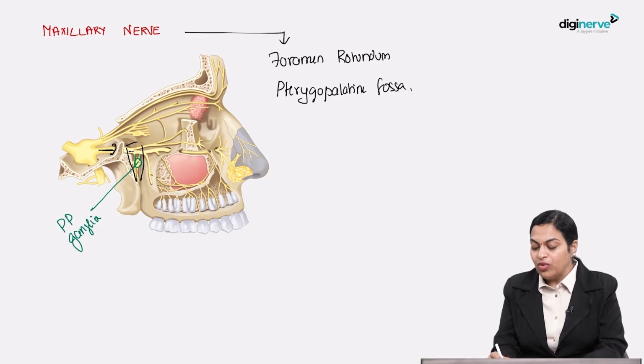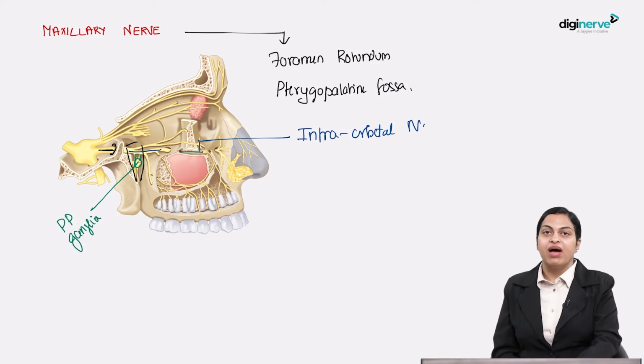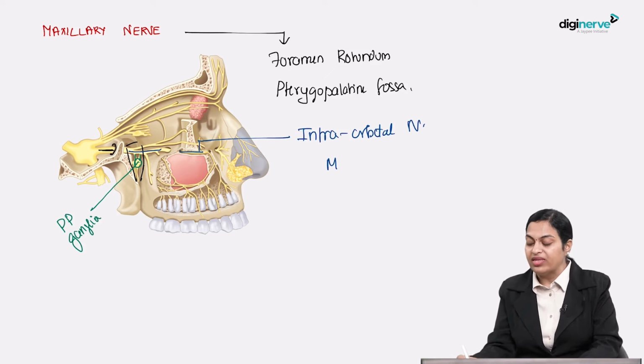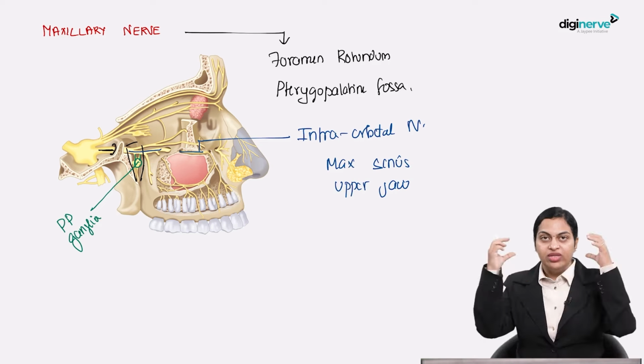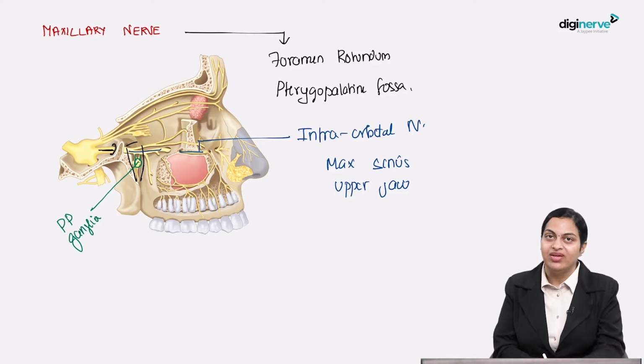The main continuation of this maxillary nerve will enter the orbit as the infraorbital nerve. The branches of the maxillary nerve will of course supply the maxillary sinus, the upper jaw, and we saw, right, the skin over the mid part of the face, right? So yes, any involvement of this nerve can lead to pain over the territory supplied by it.